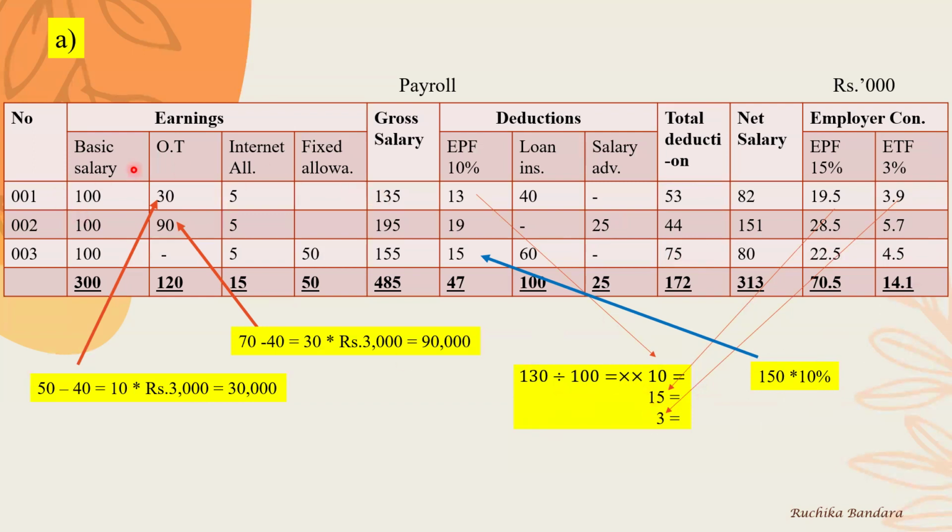Then get the addition. Basic, all these earnings, when you add it up, that will be your gross salary. From gross salary, you have to deduct the total deduction. That is the addition of these 3 columns. 13 plus 40 is 53. 19 plus 25 is 44. 15 plus 60 is 75. So from gross salary, deduct total deductions, you get the net salary. Then get the vertical addition of each and every column.